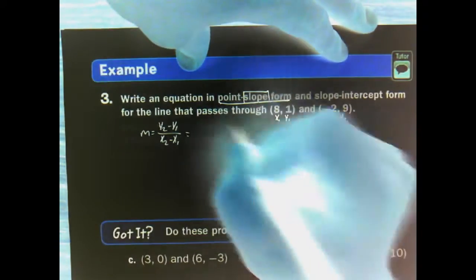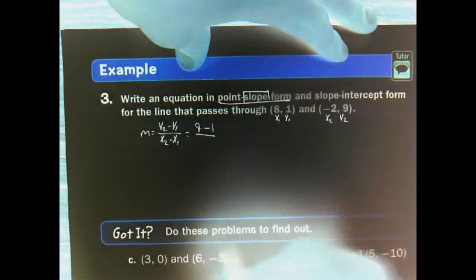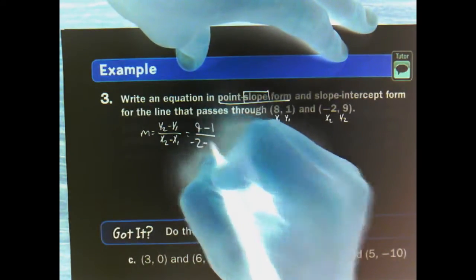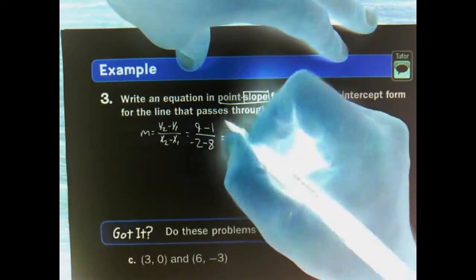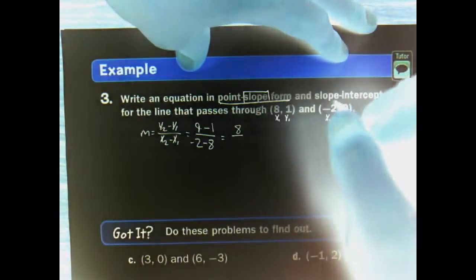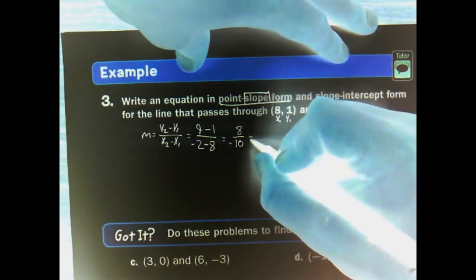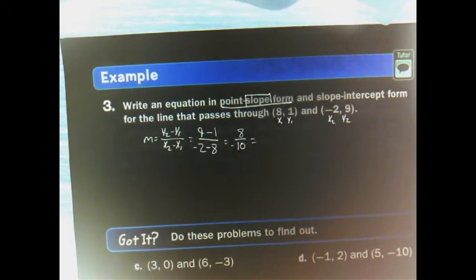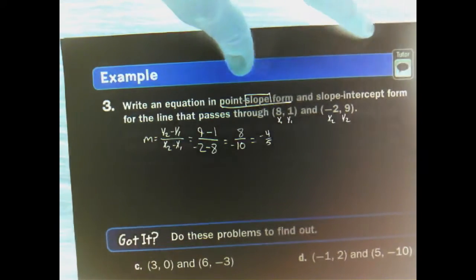Plug them in. 9 minus 1 over negative 2 minus 8. 9 minus 1 is 8. Negative 2 minus 8 is negative 10. If you reduce this down, divide by 2, you get negative 4/5. So that is my slope.